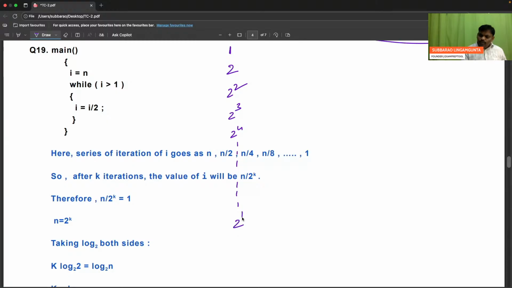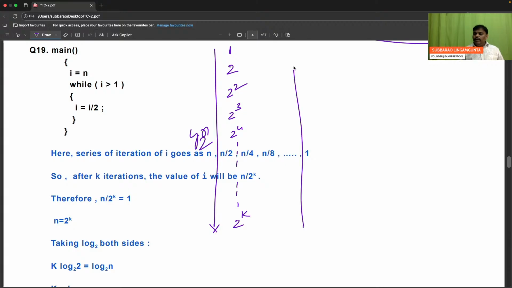Everyone knows this program. If at all you are always doing into 2, the time complexity becomes log n base 2. So if you start from a small number, always into 2, it is log n base 2. If you start from a big number, always divide by 2.